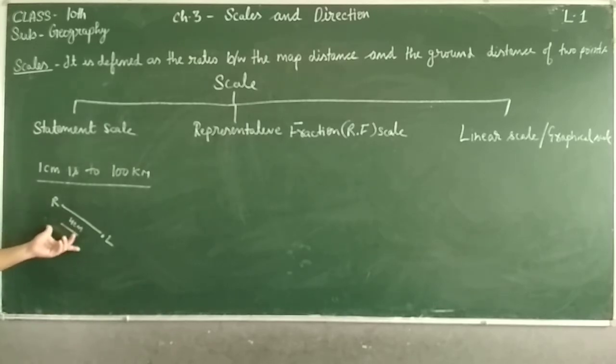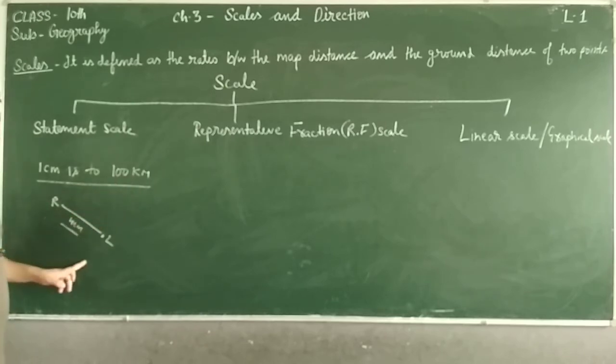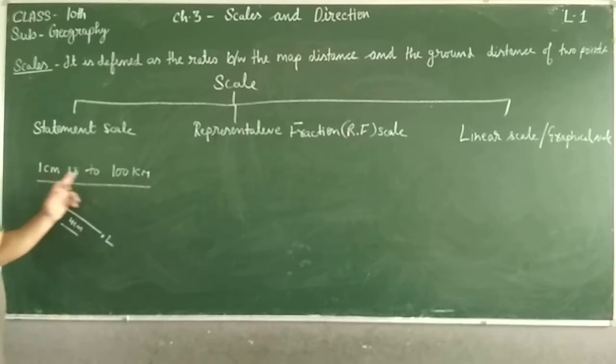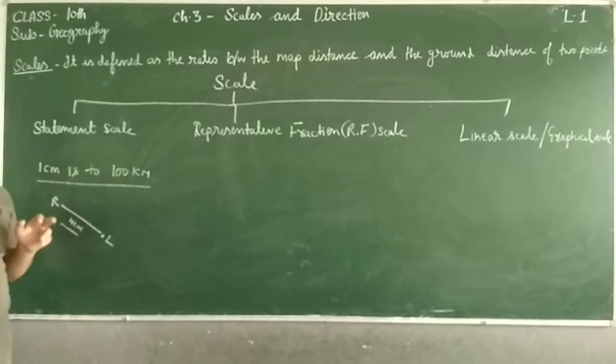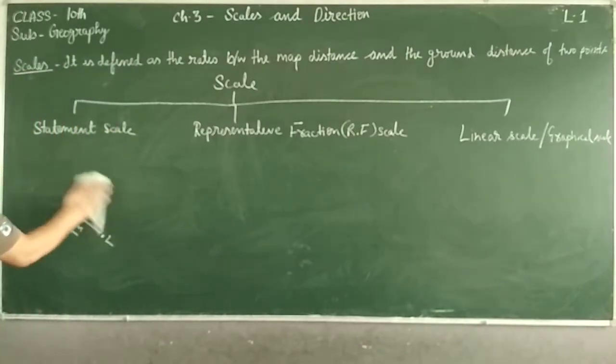That is actually the map distance. Downside it is written 1 centimeter is to 100 kilometer. So 4 centimeter will be equal to 400 kilometer. 1 centimeter is 100 kilometer, so 4 centimeter is 400 kilometer. So we come to know that the distance between Rampur and Lucknow is 400 kilometer. This is the statement scale. It is written in a statement. This is very easy to understand.